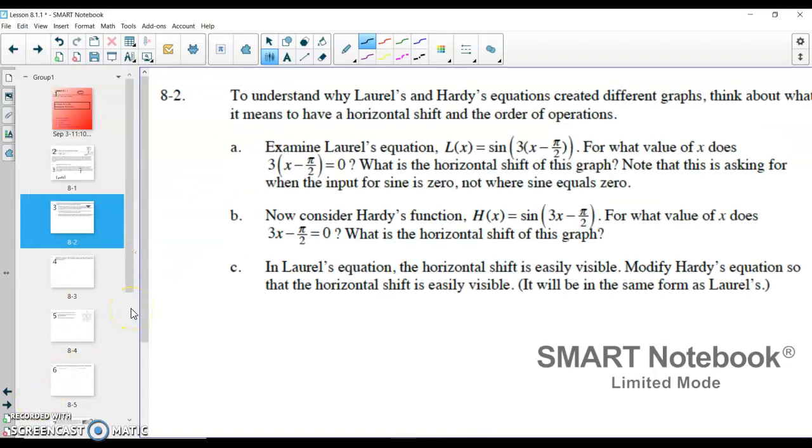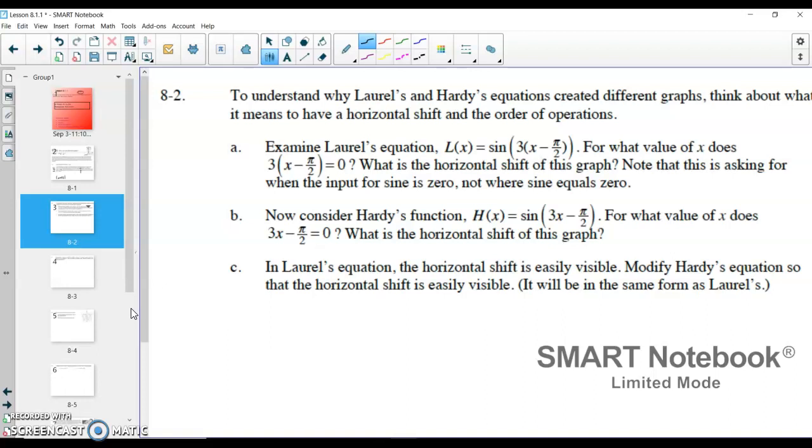All right, let's go on to 8.2 and investigate this just a little bit further. To understand why these equations create different graphs and how these actually do have different horizontal shifts, we're going to break it down with A, B, and C here. We're going to examine Laurel's equation, which was the sine with the 3 on the outside, and then it's x minus π/2. It says, for what x values does that actually equal 0? What is the horizontal shift of the graph?